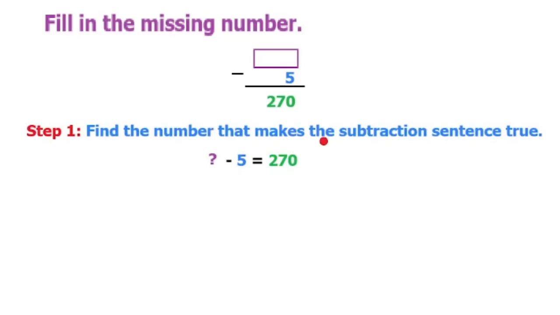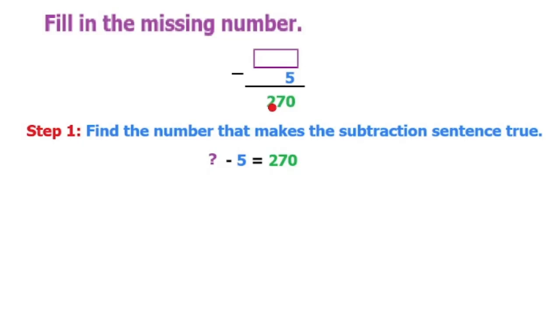So find the number that makes the subtraction sentence true. So we're just rewriting this into a sentence. Okay, so here's the purple number we're trying to find, and we've replaced the box with a question mark. Minus 5, that's the minus 5, equals 270. Okay, and so the next step is to add 5 to both sides, because we want to get this question mark on its own.